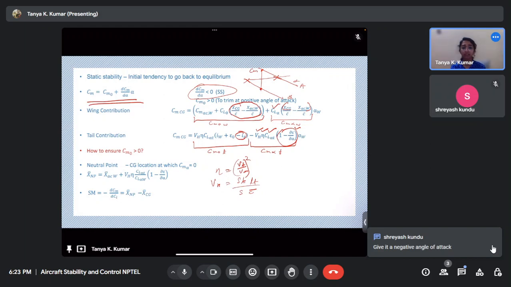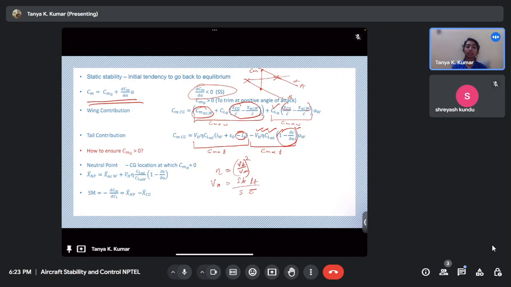So that's one way. Another way is to make the Cm AC wing also positive. How do we do that? With a reflex airfoil, right? So reflex airfoil and playing around with the tail setting angle, these two will help you to ensure that Cm naught is greater than 0. Okay. Then we looked into neutral point.